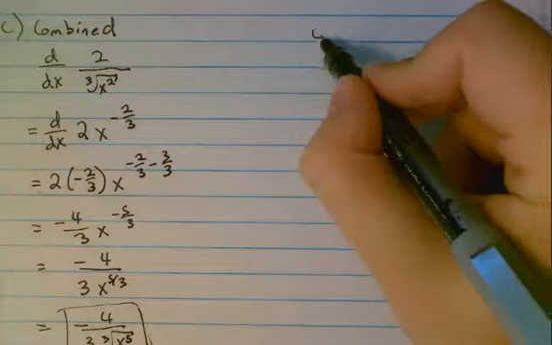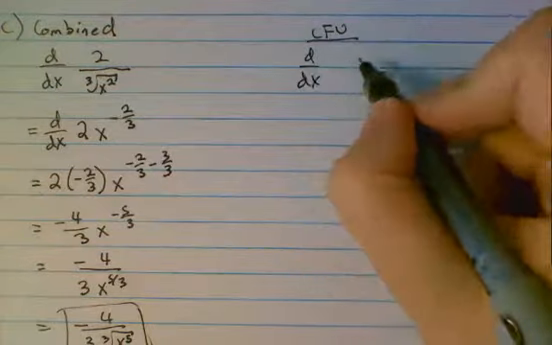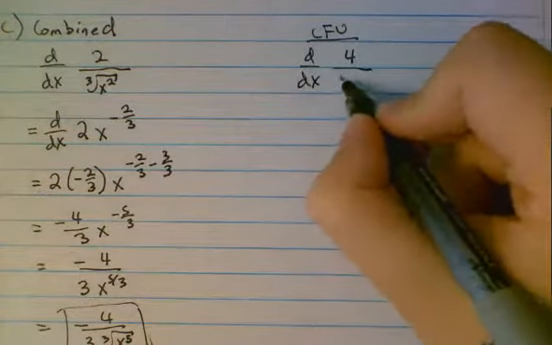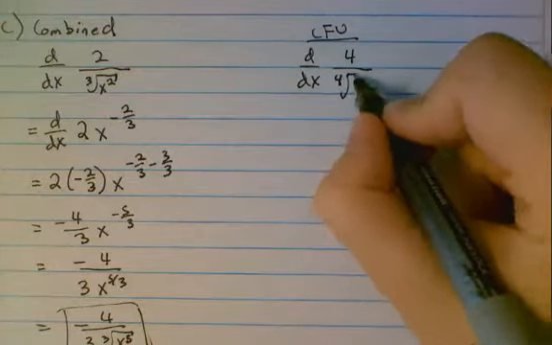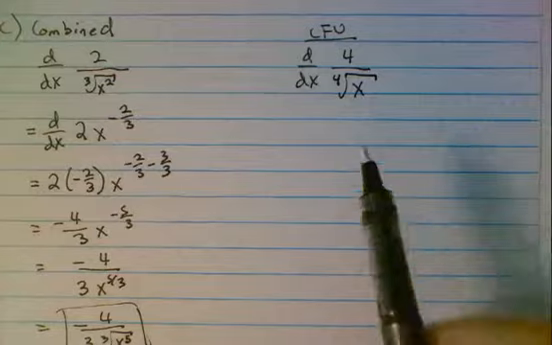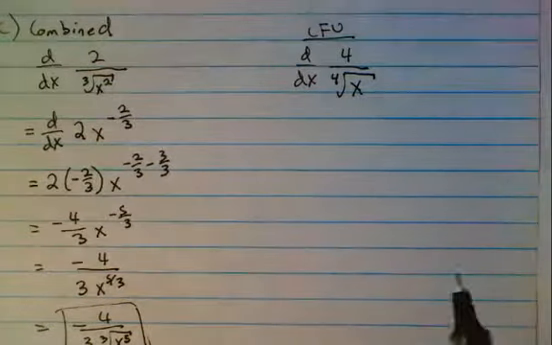Try one on your own. Let's take the derivative of 4 and then the 4th root of x. Remember, there's an invisible 1 next to that x. Pause the video now.